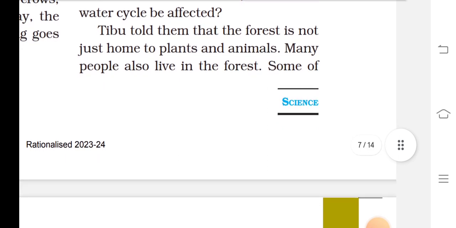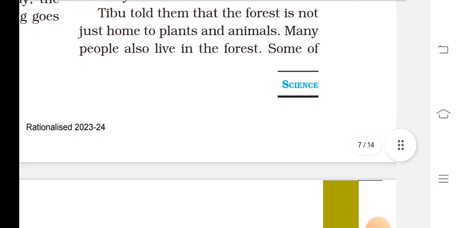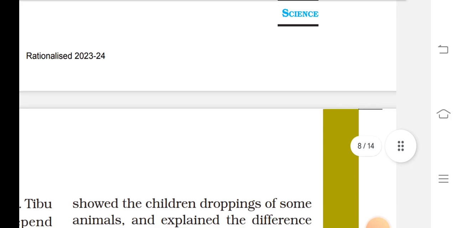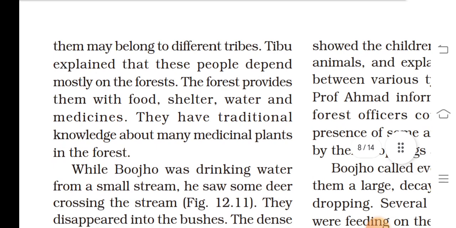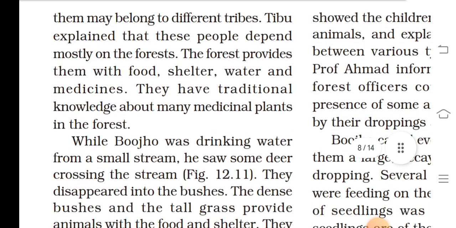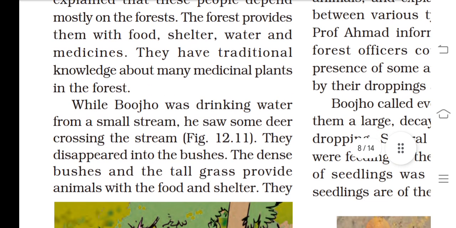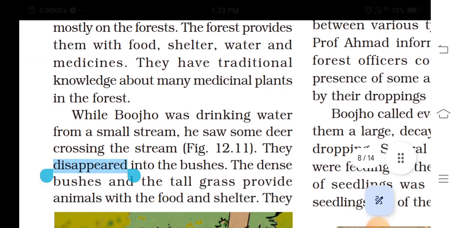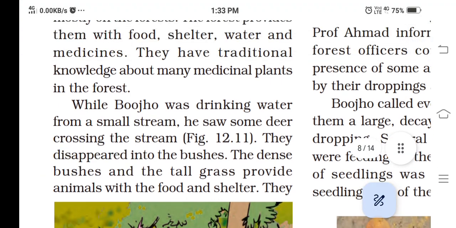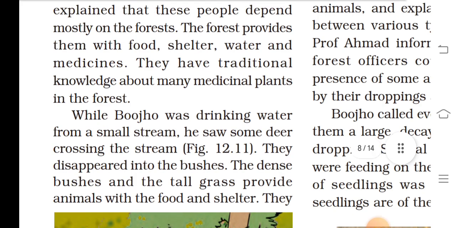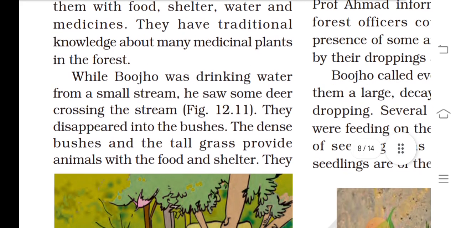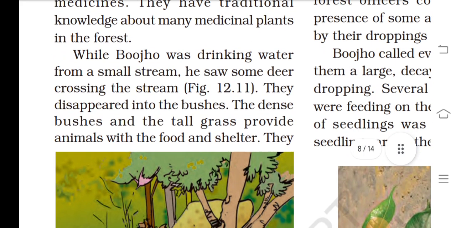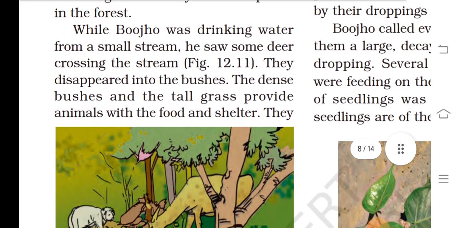Tibu told them that the forest is not just home to plants and animals. Many people also live in the forest. Some of them may belong to different tribes. Tibu explained that these people depend mostly on the forest. The forest provides them with food, shelter, water, and medicine. They have traditional knowledge about many medicinal plants in the forest.